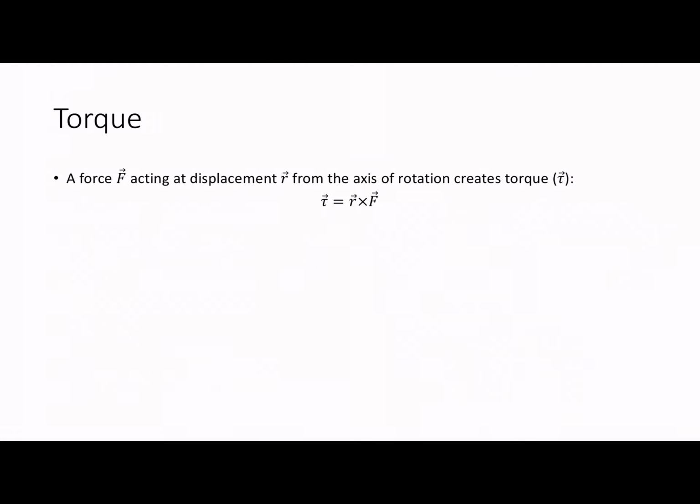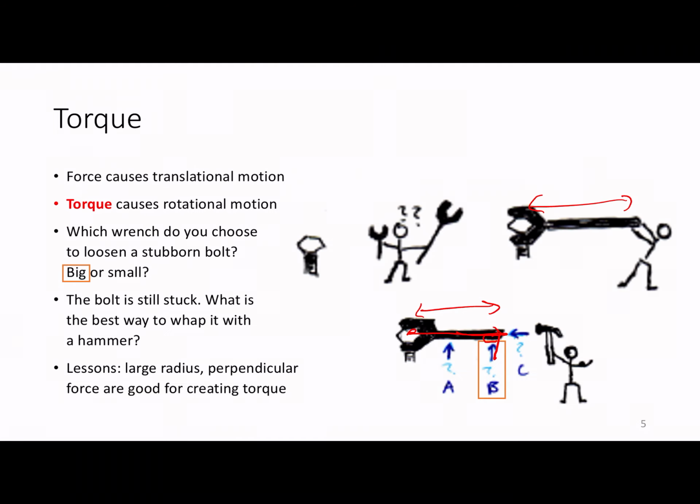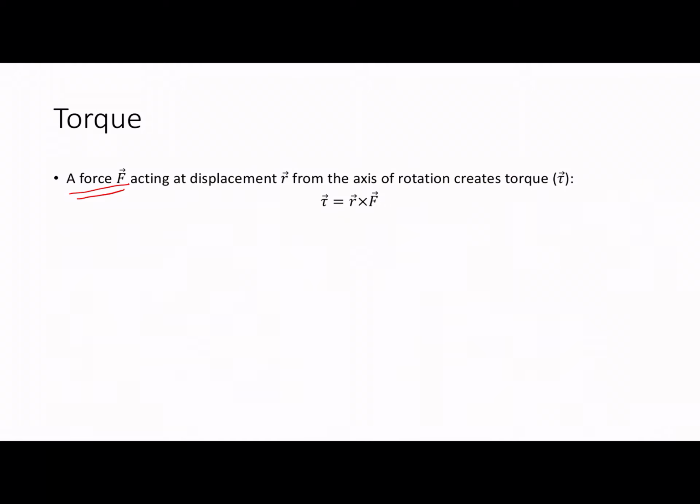We can put that into a little bit of math with this very simple formula. Torque, which we denote tau, is equal to r cross F. So if I have a force, in this case the force that I'm pushing on my wrench with, acting at a distance r from the axis of rotation. So r is the displacement from the axis of rotation. Torque is r cross F.